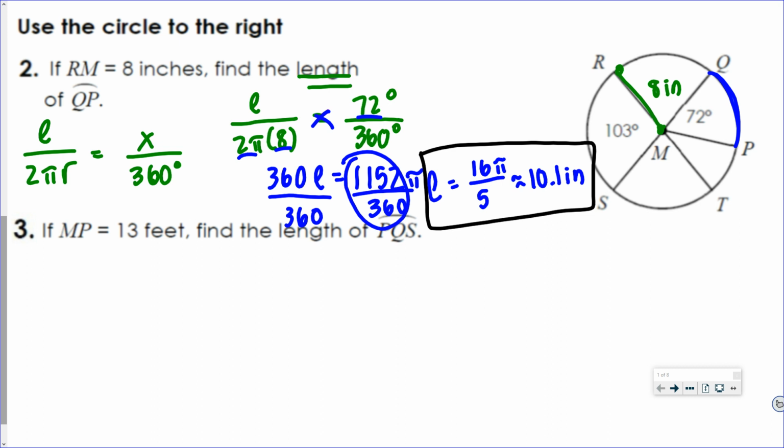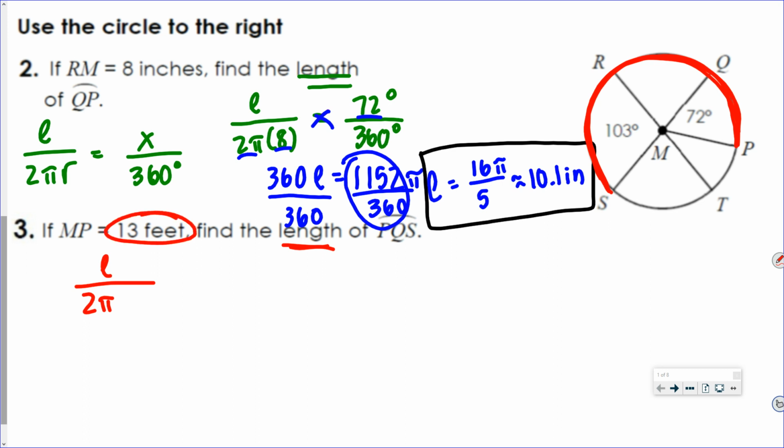Number 3 is very similar. So I want to find my arc length. I'll use red for this one. Arc length of arc PQS. Okay, so this time they're using the 3 letters to notate which arc they're talking about. P to Q, and then to S. This arc length right here. I don't want to know the measure. I want to know the length. So I do the length divided by 2 pi r. All right, my radius changed. This time they told me NP, that's another radius, is 13 feet.